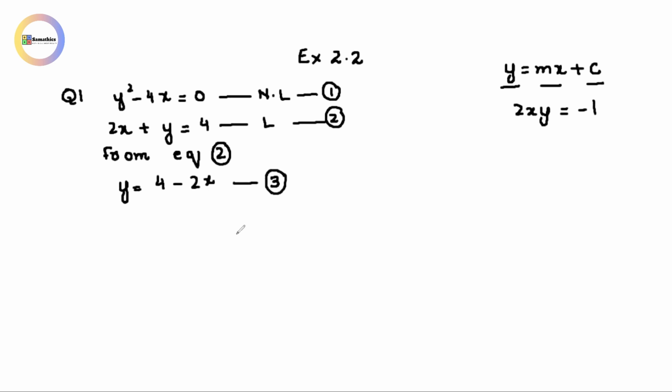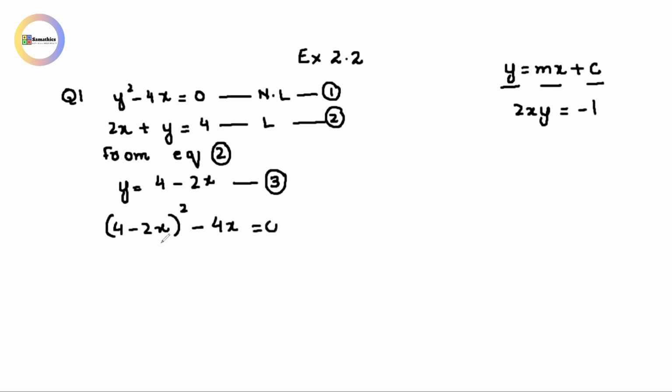Now, we have to substitute this equation in equation 1. If you are making subject from equation 2, it is to be substituted in equation 1. If you will make subject from equation 1, then you have to substitute it in equation 2. So we will be substituting in this. So we will have 4 minus 2x. You see y has square, so this whole will have square on it. Then minus 4x is equal to 0.